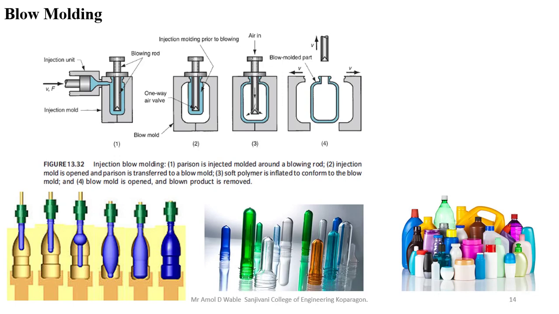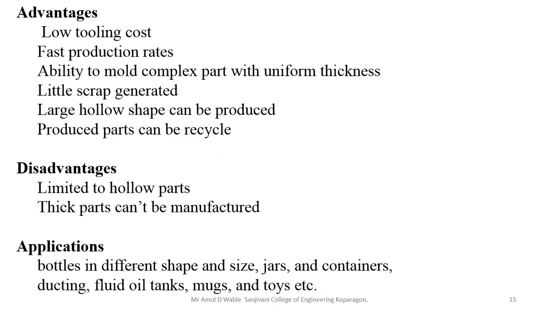So polyethylene, polypropylene and cellulose acetate are some of the plastics that can be formed by blow molding. So let us see the advantages. It has low tooling cost, fast production rates, ability to mold complex parts with uniform thickness, little scrap generated, large hollow shapes can be produced, and produced parts can be recycled. Then disadvantages: limited to hollow parts, and thick parts cannot be manufactured.